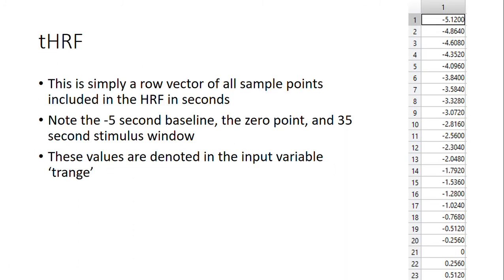The next is the THRF, which is the time hemodynamic response function. This is just another time vector. My timing series was -5 to 35 for the block average window, or sorry, stimulus window, or whatever you want to call it. But what you'll see here is it's not exactly -5; it's -5.12, and then you have your 0 point here. This is all the baseline time, and it just depends on your sampling frequency what your -5 will actually be. These values are denoted in the input variable of t range in the processing script.